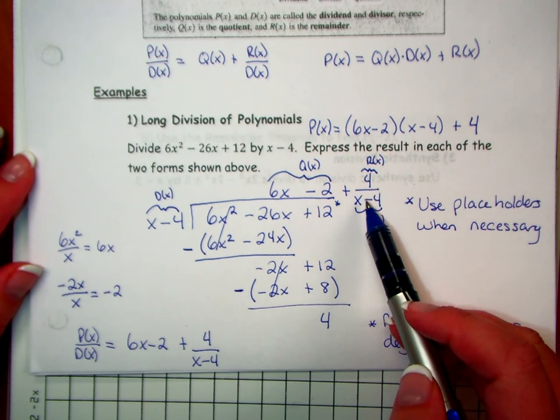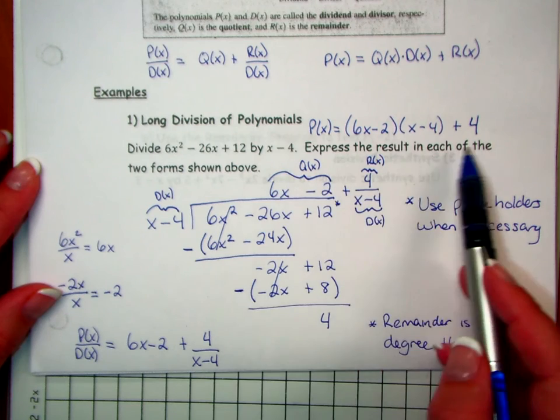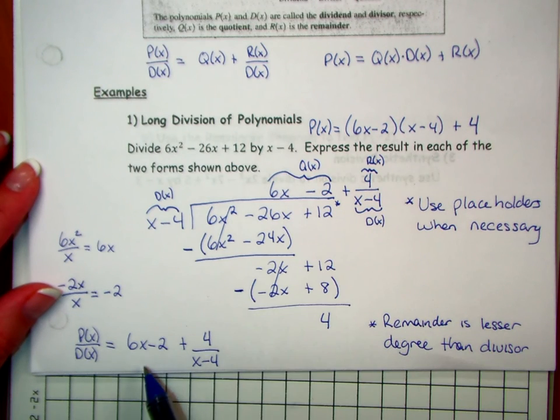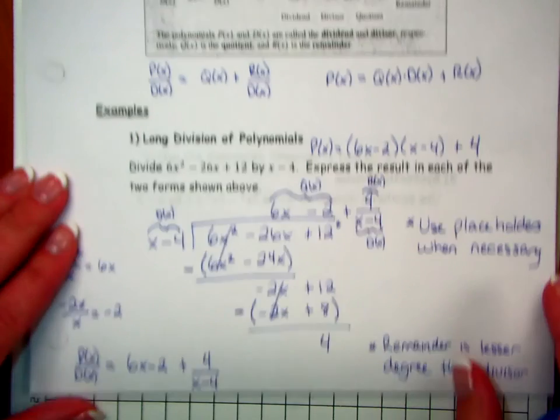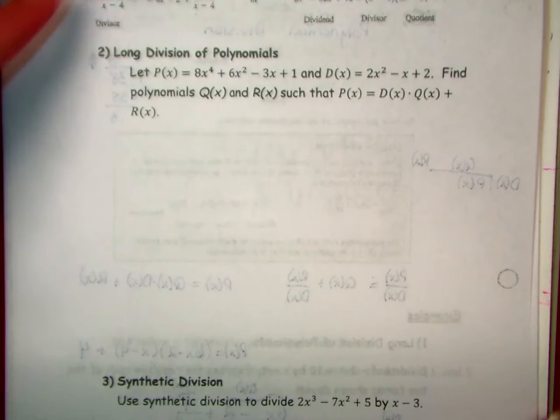Putting it in the fraction form, that's doing the remainder over the divisor. So here is one way of writing the answer, and here is another. So let's go ahead and try this one more time. Hopefully I can get this done in 5 minutes here.